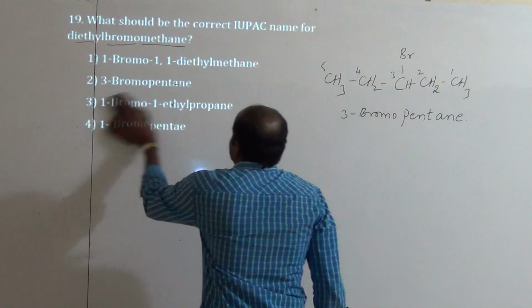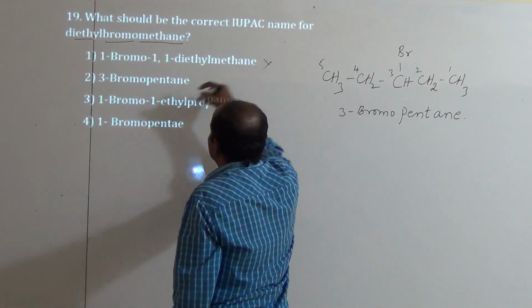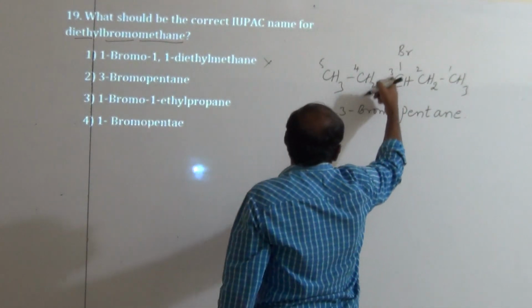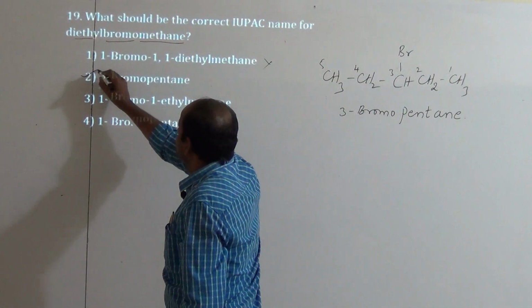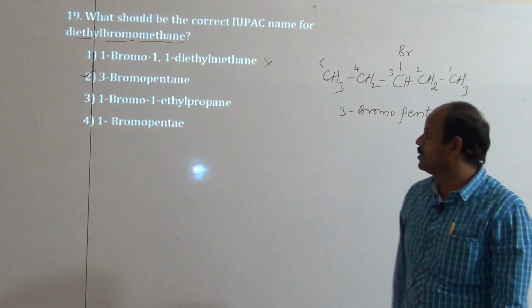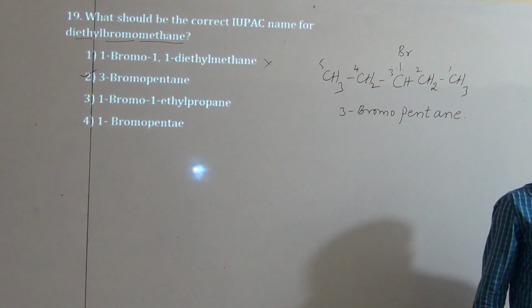Then what is the correct option here? 1-bromo, 1-diethyl, it is wrong. 3-bromopentane, 3-bromopentane. On the third carbon, Br is there. Hence, what is the correct option? Second one, yes. 3-bromopentane is the correct one. Okay.